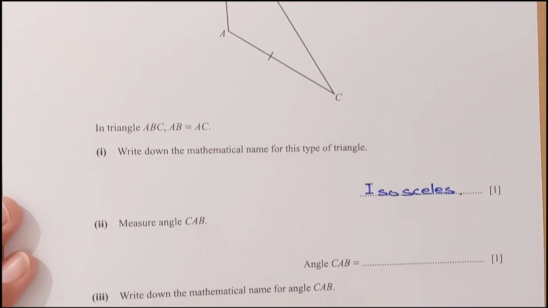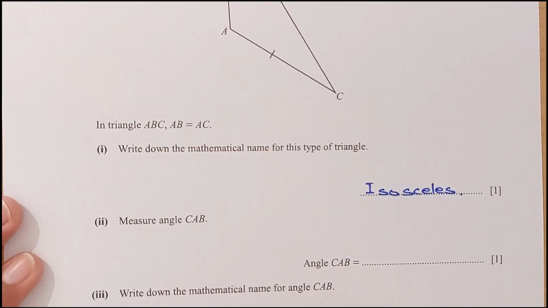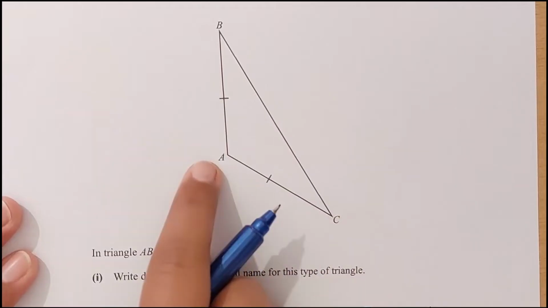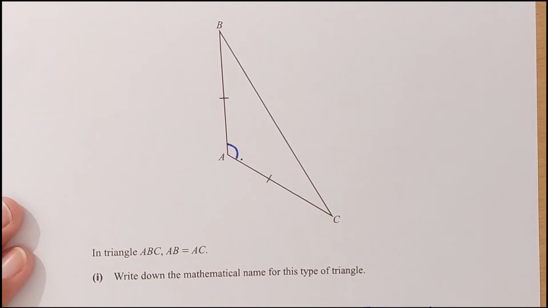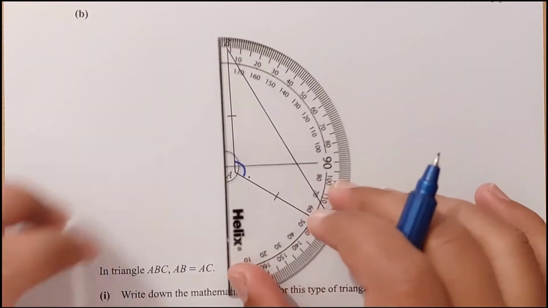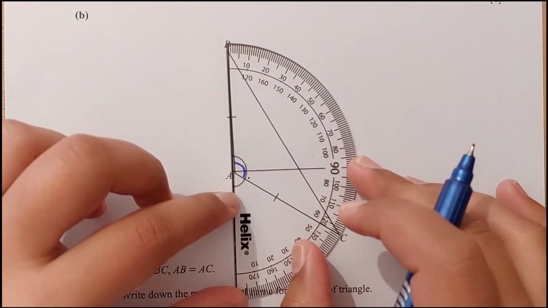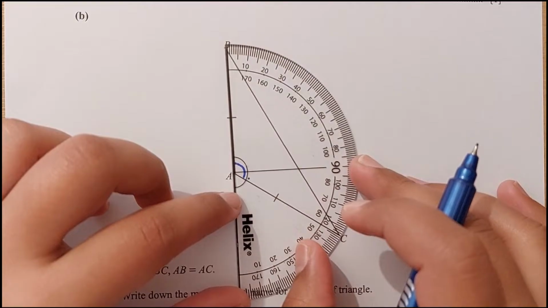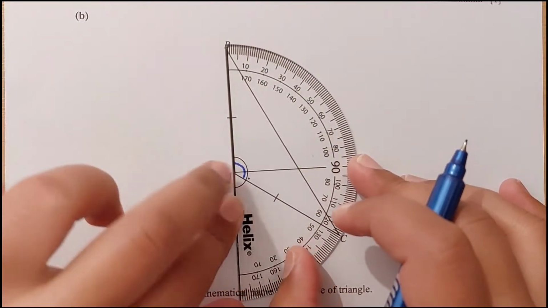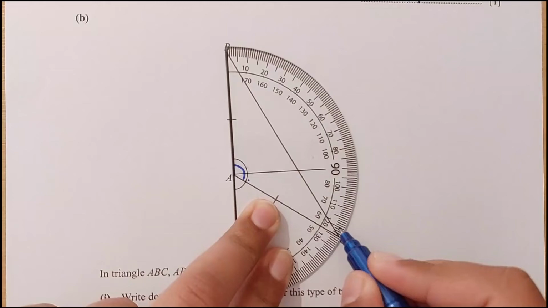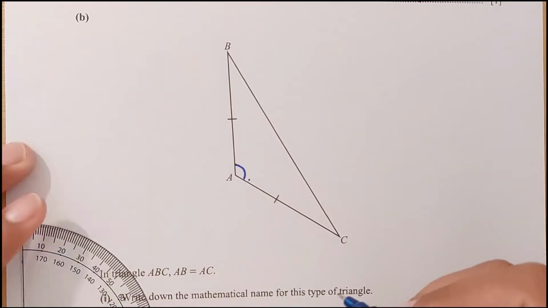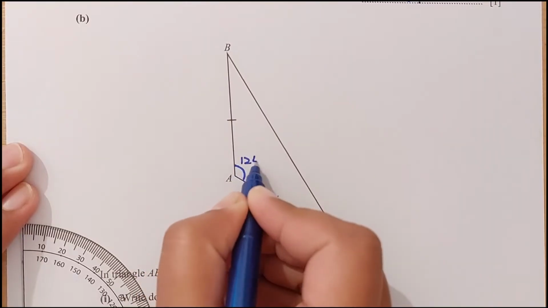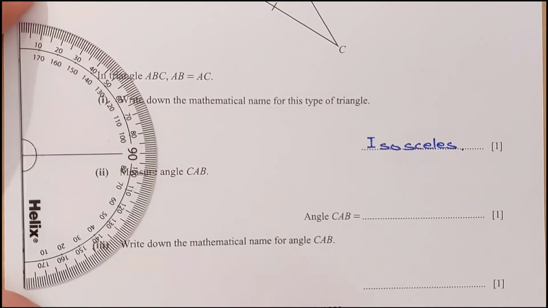Right. Now for the second part, measure angle CAB. Okay, CAB. This angle we have to measure. Let's use a protractor to measure it. Okay. Let me measure that angle. Yes. So this is 120 and here we have 125. So it is 124 degrees. So this angle is 124.